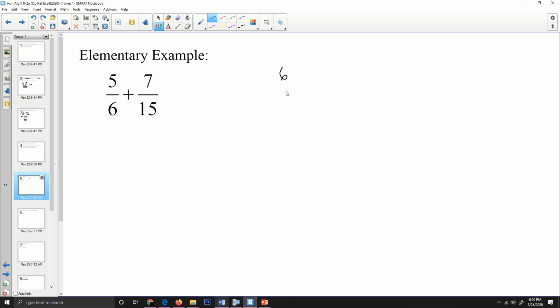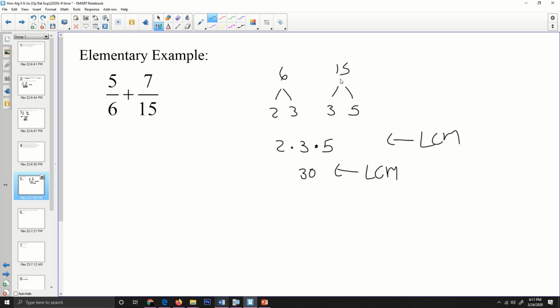If I talk about 6 and 15, so I've got a 2 and a 3, I've got a 3 and a 5. So the LCM is going to be, well, the greatest number of 2's that occur is 1, 2. The greatest number of 3's that occur is 1, 3. And the greatest number of 5's that occur is 1, 5. So the least common multiple between 6 and 15 is going to be 2 times 3, which is 6, and then 6 times 5, which is 30. So that is my LCM between 6 and 15.